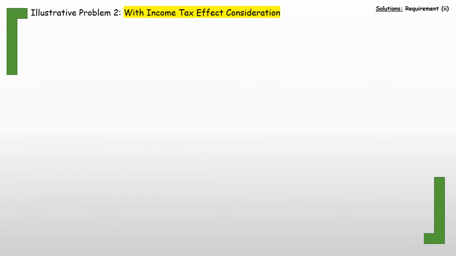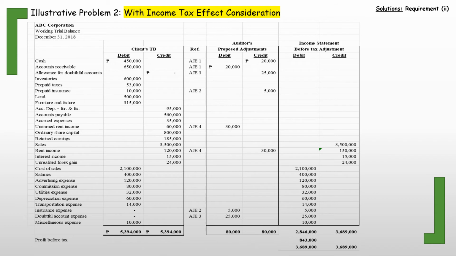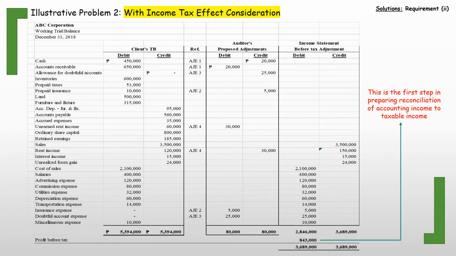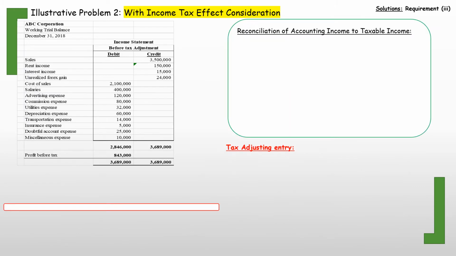For our requirement 2, here's the working trial balance, showing the auditor's proposed adjustments. Since this problem is with income tax effect consideration, the first thing to do is to determine the profit before tax based on adjusted revenues and expenses accounts. Since this is the first step in preparing reconciliation of accounting income to taxable income to determine the income tax effect, the income tax expense, and income tax payable.